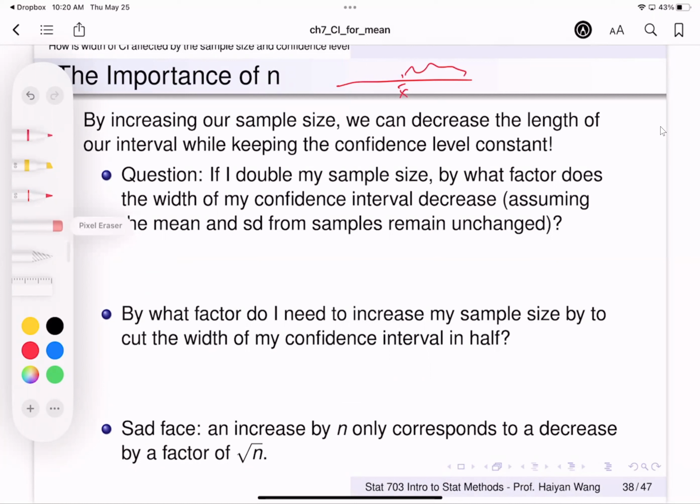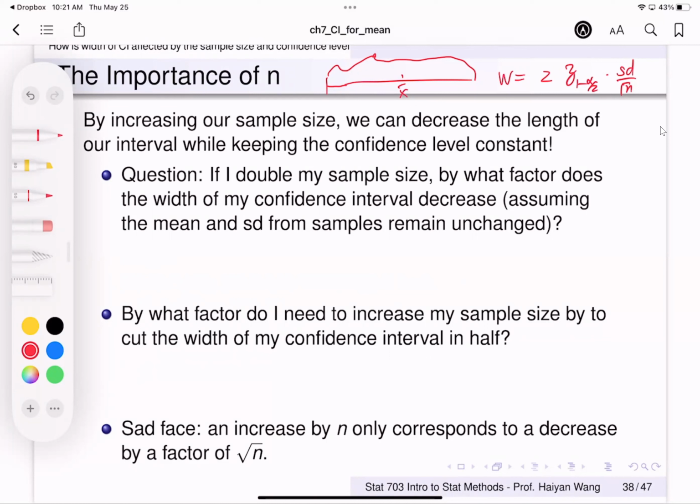let me redraw that one. So the entire width of the interval is from this point to another point, and total of that is really twice the percentile times the sigma, SD over square root of n, the standard deviation over square root of n. So the width is about this much, and W represents the width, okay?